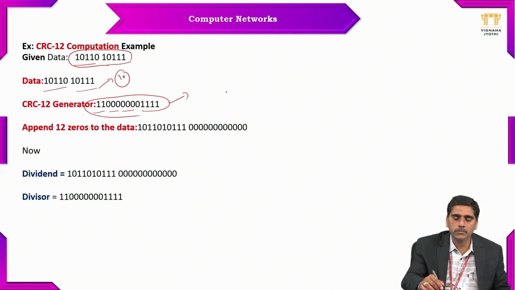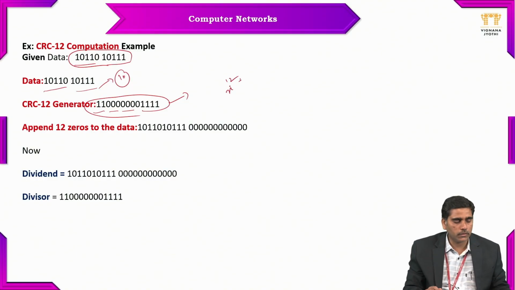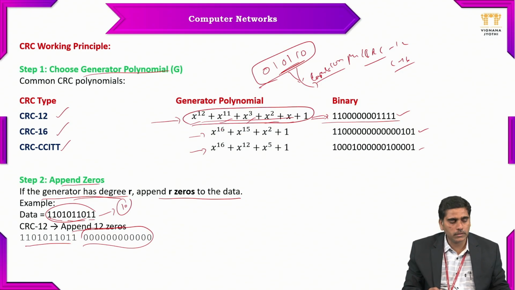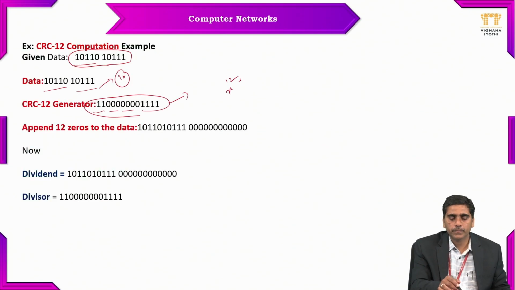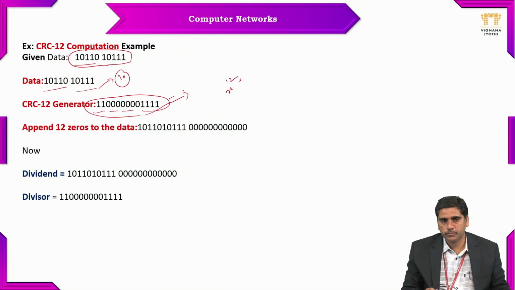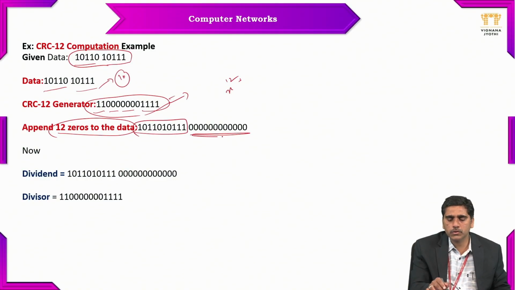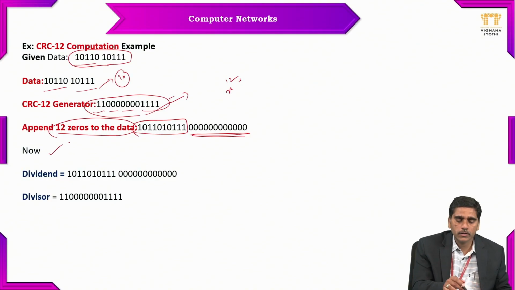How it comes: you can see the generator polynomial x power 12 plus x power 11, and so on. From this you can see these are the CRC-12 generator bits. Append 12 zeros to the original data. This is the original data, and you append 12 zeros because with the CRC-12 generator you append 12 zeros to this data. So now the data is what?